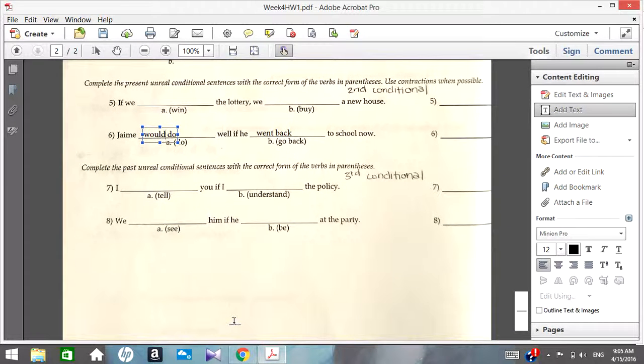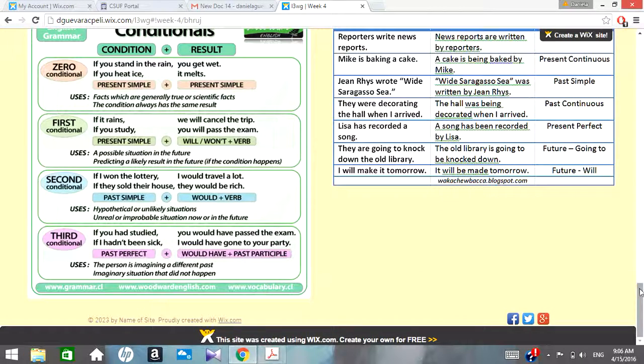So let's go look at our chart just to make sure. The third conditional, my if clause, has to take the past perfect, which we haven't talked that much in class about, but it takes had and then the past participle. Okay? Then we have to use would, have, and then the past participle. So it's kind of a lot to remember, so don't get confused.